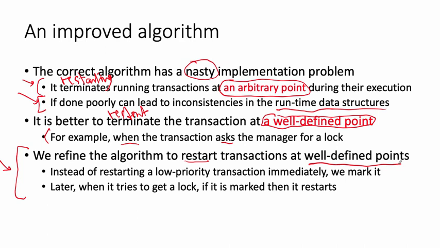So how do we do that? Well, we have to be a little bit more careful when we restart. Instead of restarting immediately, we mark it. We put a little flag on it. We say, you are marked. And when that low priority guy tries to get a lock, it doesn't get it because it's marked. It restarts. If it tries to get a lock later, it restarts. You see how that works? So instead of restarting immediately, we mark it, and when it tries to get a lock, it restarts instead of getting the lock.